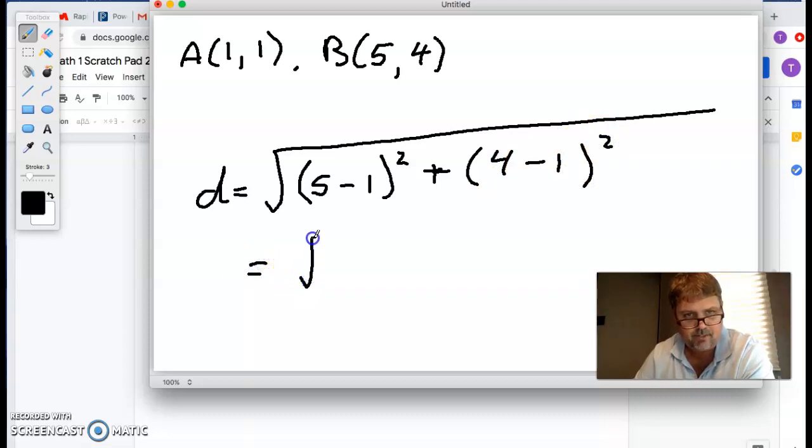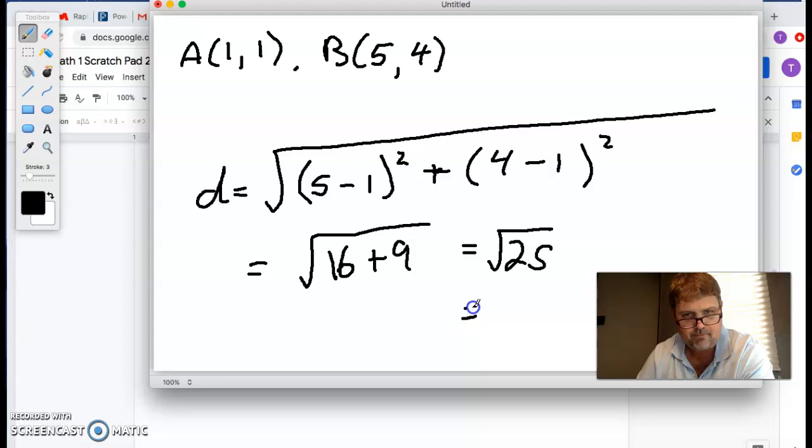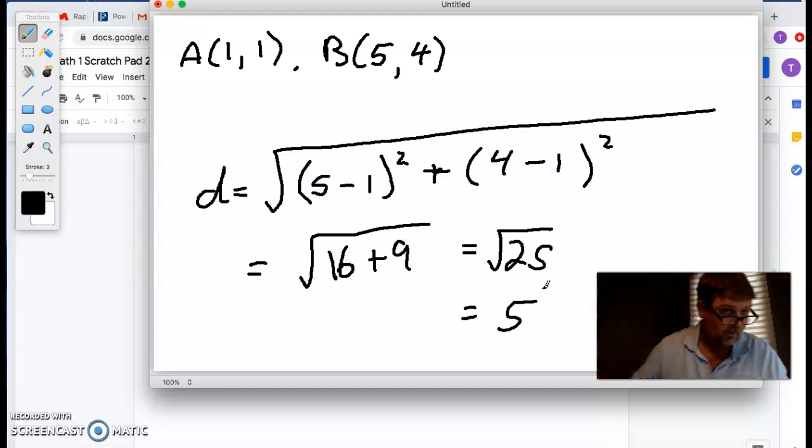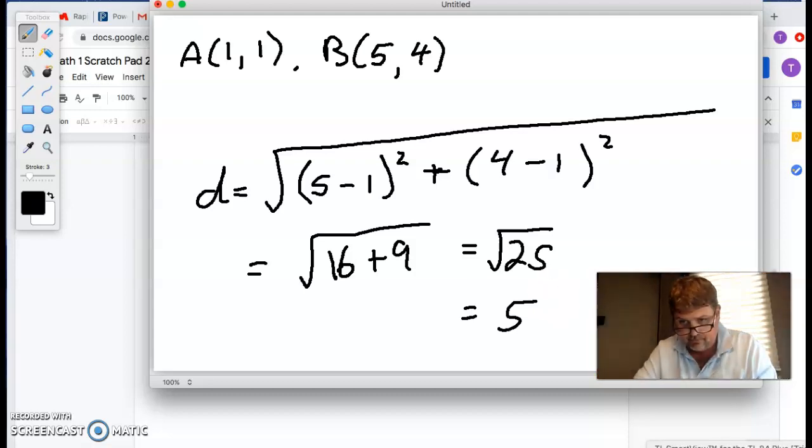All right, now, 5 minus 1, last time I checked, is 4. Squaring that gives me a 16. 4 minus 1 is 3. Squaring that gives you a 9. And this is the square root of 25, which happens to be 5. So that's how you'd use your distance formula without any graphing.